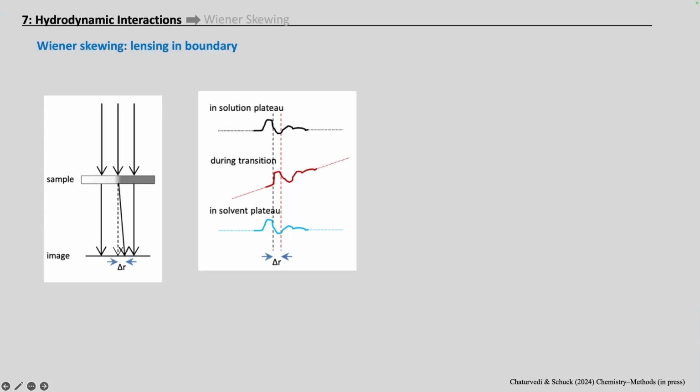However, the blips in the TI noise provide the natural landmarks that let us track the optical distortion. For example, here we have a blip that is initially in the solution plateau, which has no concentration gradient or refractive index gradient, and is correctly imaged. However, as the boundary transitions through, the blip will be radially displaced, and of course we have the added signal slope from the boundary itself. Once the boundary has passed, the image position will revert back to its original point.